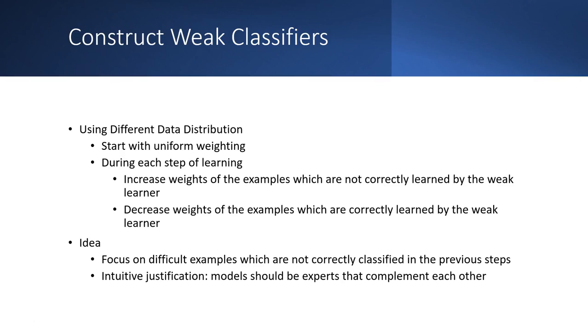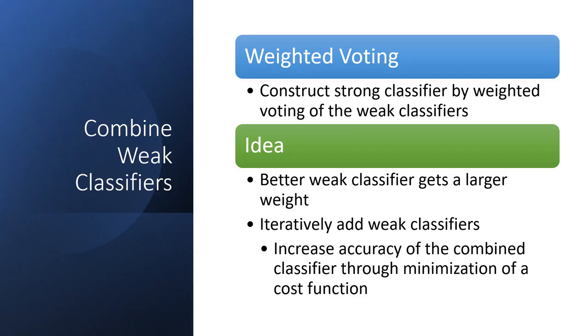So this goes back to that discussion of modeling our errors and the errors of our errors. When we combine our weak classifiers, we have weighted voting, which means we're going to construct a strong classifier by weighting the votes of the weak classifiers. And the idea behind it is the more votes I have, the better it's going to get. So if I iteratively add my weak classifiers, this is going to allow me to increase the accuracy of the combined classifier through minimization of that cost function.